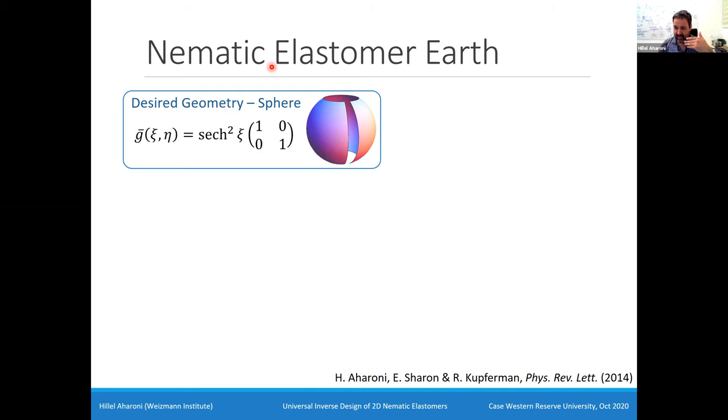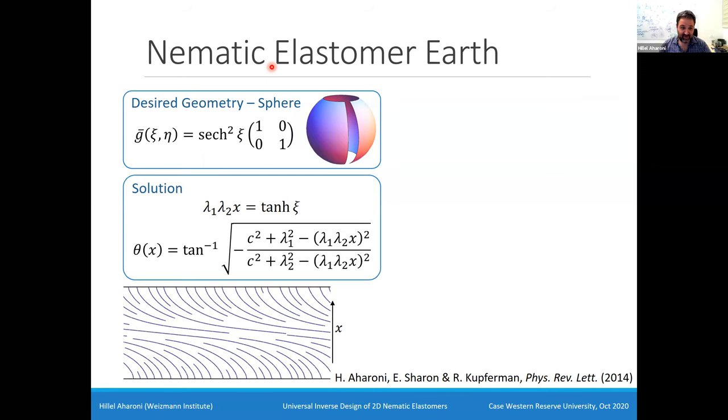And now I can actually integrate analytically the equations I showed you before, and one can get explicitly the director field. So now I can take a ribbon, and it can have a director field on that ribbon that only depends on the width coordinate of the ribbon, x. And this part of the ribbon is programmed to deform into a sphere, into an object that has a constant positive Gaussian curvature of plus one.